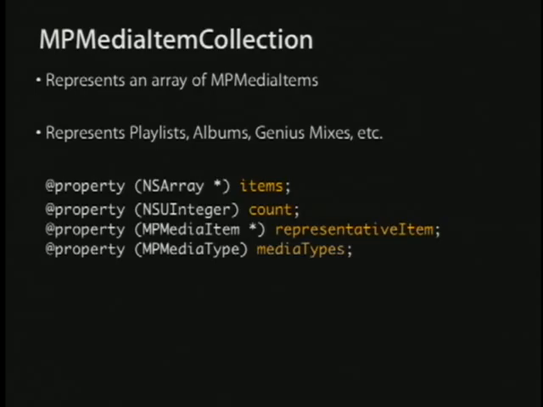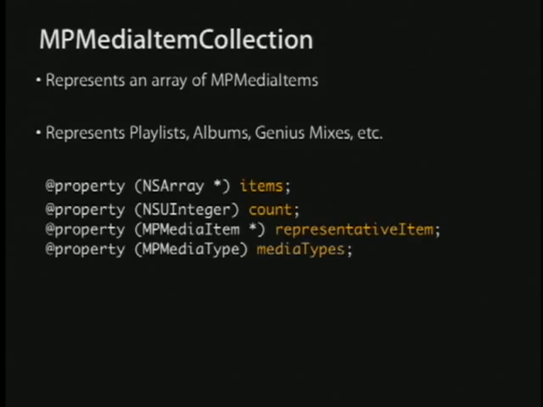An MP media item collection is an array of MP media items. MP media items are tracks, we'll look at that in a second. But MP media item collection is also used to represent playlists. So you can ask the library for playlists, and that's a bunch of MP media item collections. You can ask it for albums, and that's a collection. Here are some properties on it. You can get a collection, get the items off of that, and it'll return you an array. You can ask for the count.